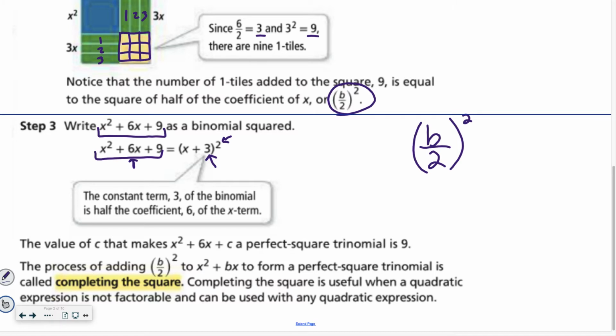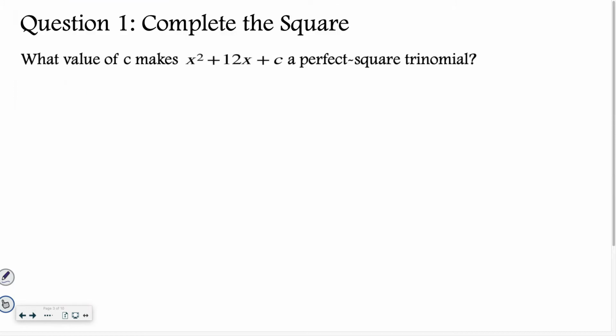Okay, so down below you can see that it talks a little bit more about why this process is called completing the square. But I want you to focus on this: if you take that middle term, cut it in half and square it, that's the number that you will add on. So I want you to think about that when you look at this problem. What value of c makes x squared plus 12x plus c a perfect square trinomial? Good luck.